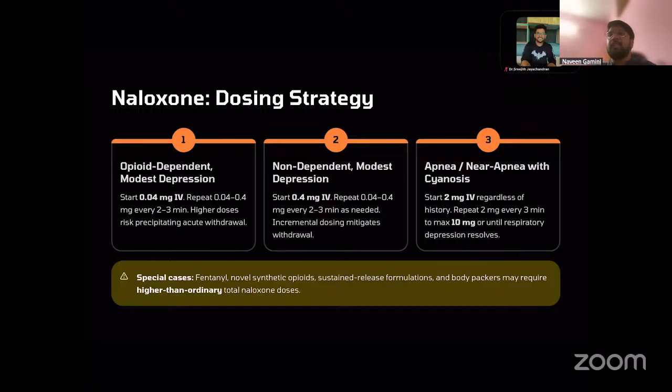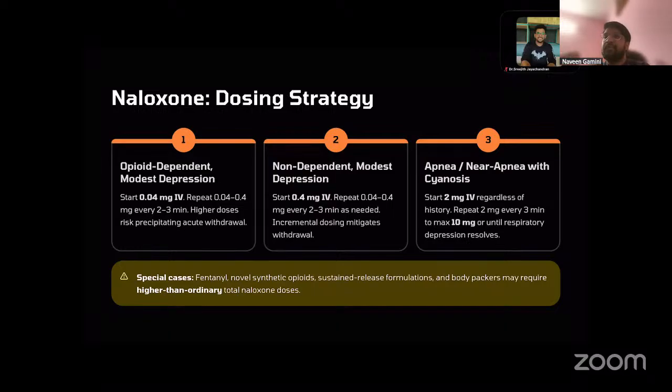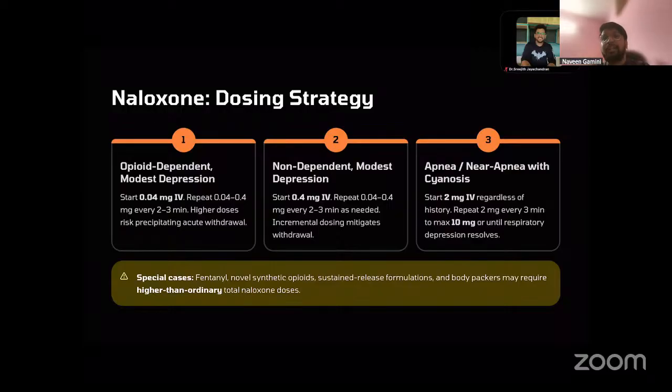So just to summarize, we have three different separate conditions where we start using naloxone. One is the opioid dependent, which has modest depression, and opioid non-dependent with modest depression. In opioid dependent, we start with 0.04 mg, whereas in opioid non-dependent, we start with 0.4 mg. Whereas if you find the patient apneic or near apnea, we directly give a dose of 2 mg, and the maximum dosing we can go to is 10 mg.